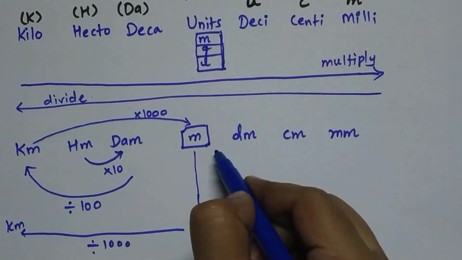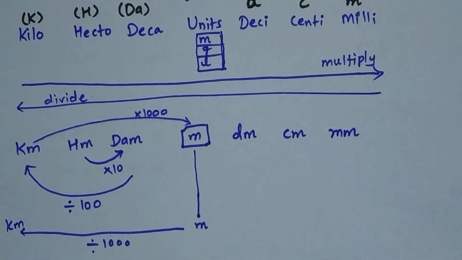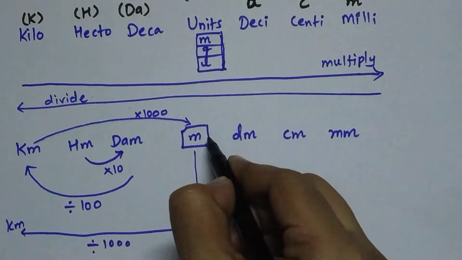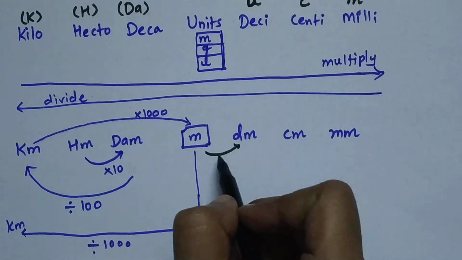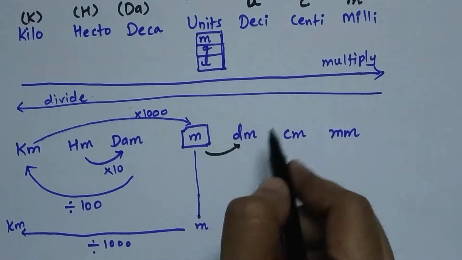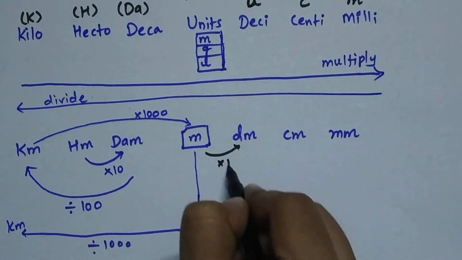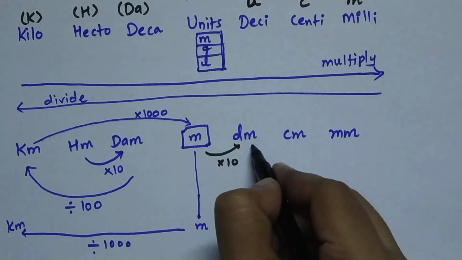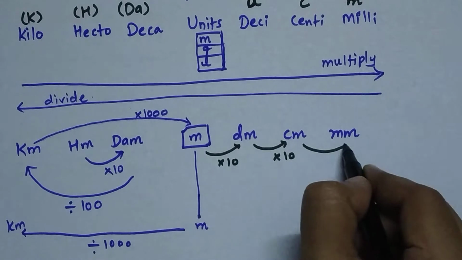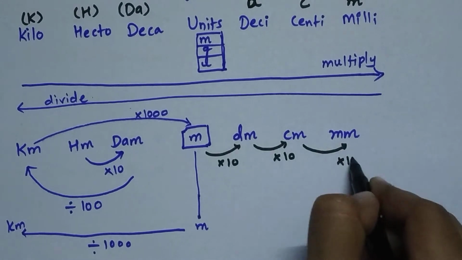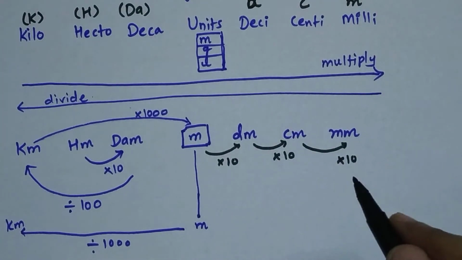In the same way, suppose I want to go from meter to decimeter. This meter to decimeter I want to convert. So I am going to the right hand side, just one step. So what I will do, I will do into 10. In the same way, I want to go from decimeter to centimeter. Again I will do into 10. From centimeter to millimeter, I will go again into 10. Like this I will go for it.